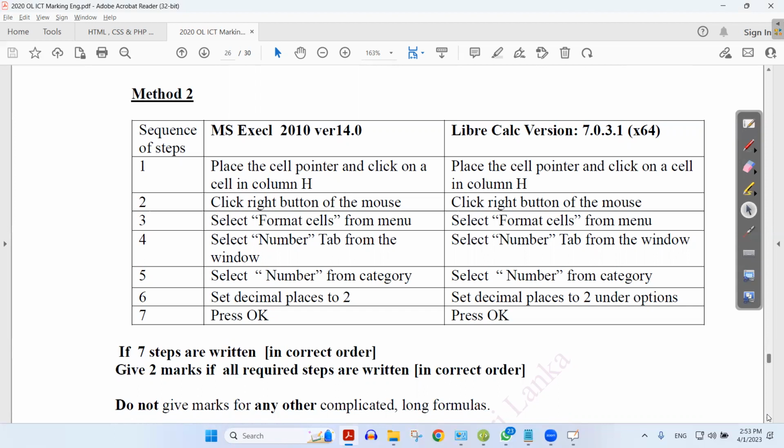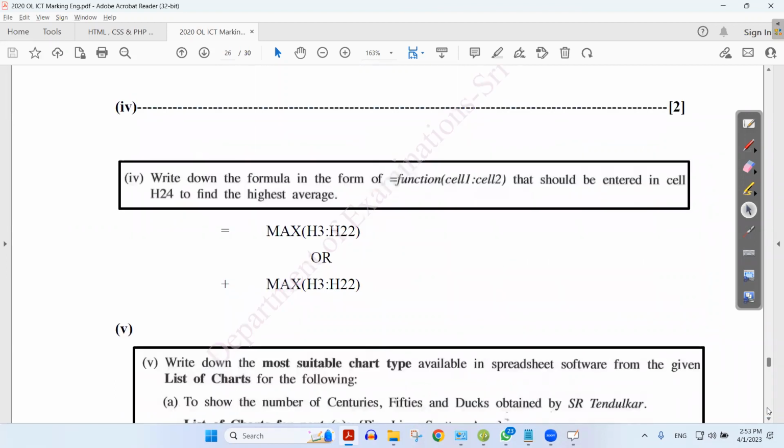Right. So yeah, and they have said do not give marks for any other complicated long formulas. Right. So that cannot be written as well. Okay, so if you have written this correctly, you will be given 2 marks.